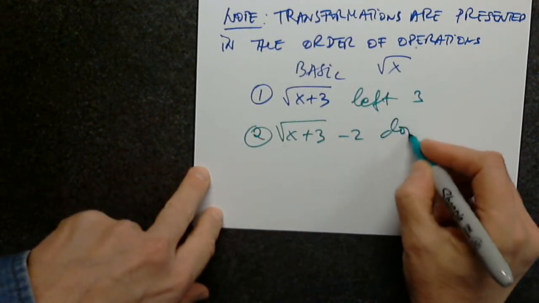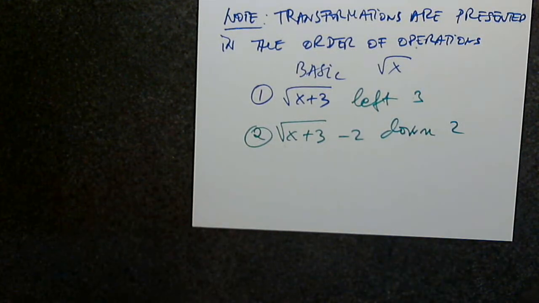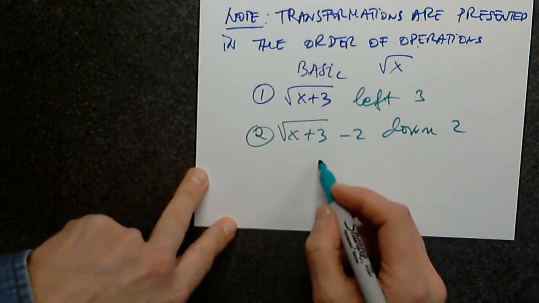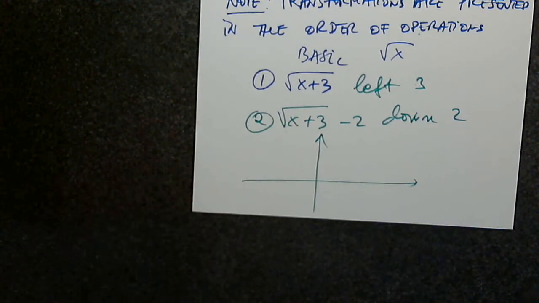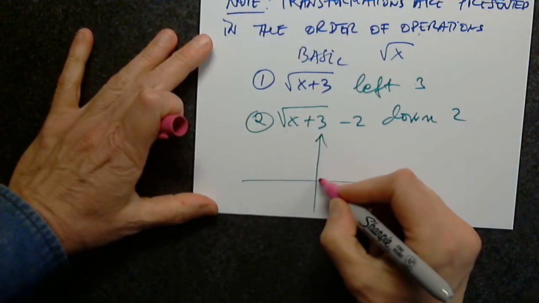Exactly, very good. So let's show all transformations. I have to start with the base function. The base function is the square root of x, here it is.